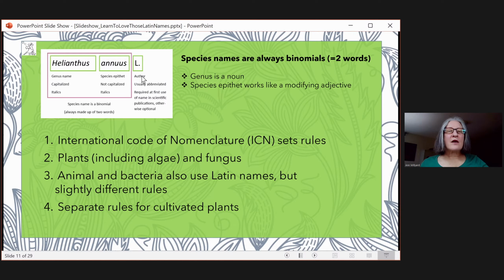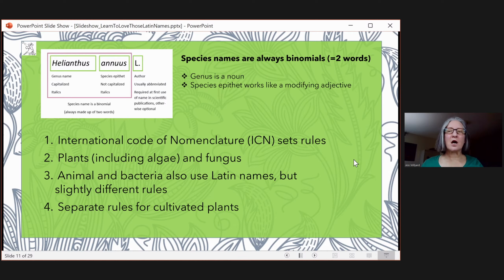And so the author is the next part here, and it's usually abbreviated. I'm going to go into some more detail in just a moment. We require the author to be there in scientific publications. Otherwise, it's optional. And I'm going to give you my personal opinion that if you're making a species list in present day, the way the duplicated names have been all sorted out for you, I would simply omit the authors. If you are using them, don't put them in italics. So it's italics, italics, not italics.